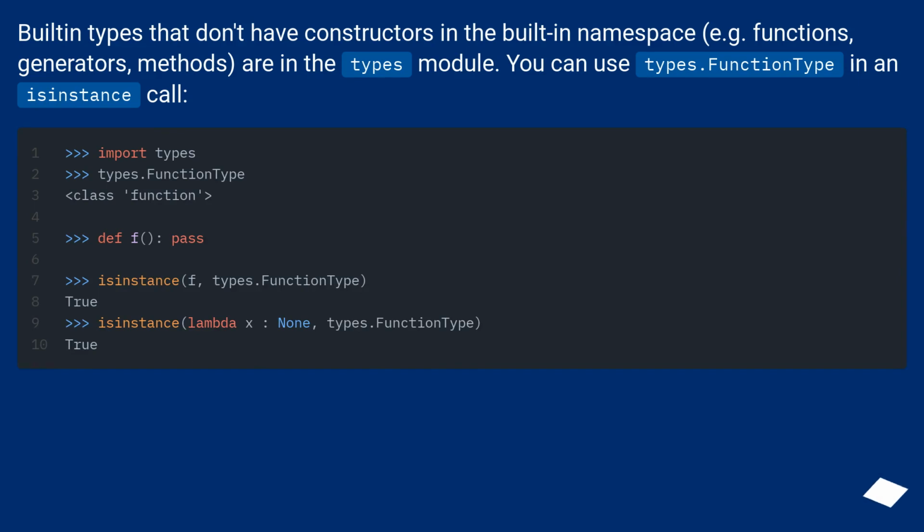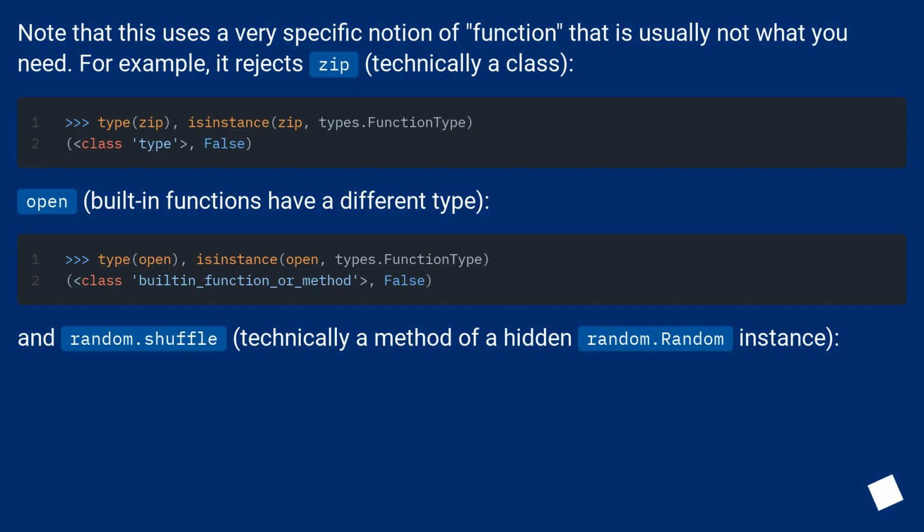Built-in types that don't have constructors in the built-in namespace, for example functions, generators, methods, are in the types module. You can use types.FunctionType in an isinstance call. Note that this uses a very specific notion of function that is usually not what you need.